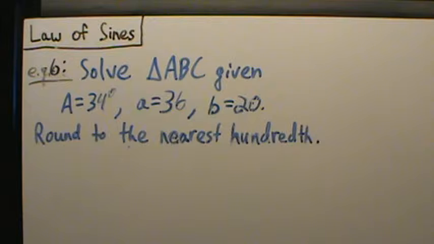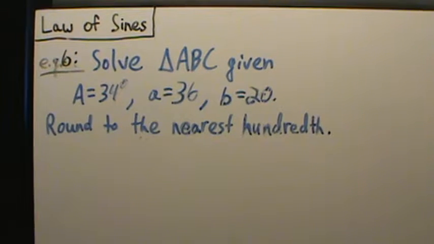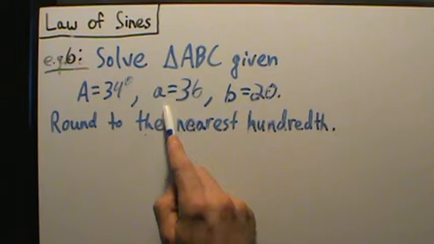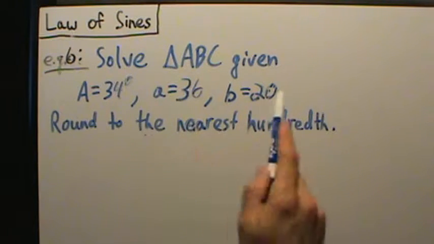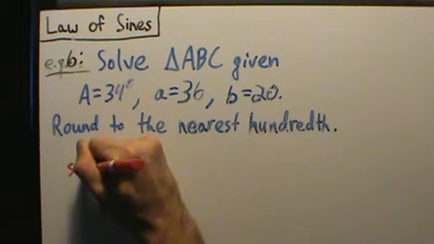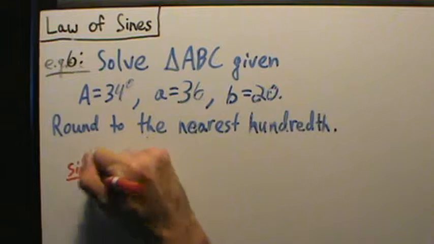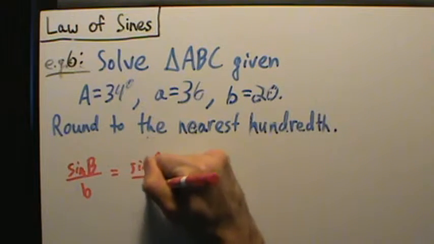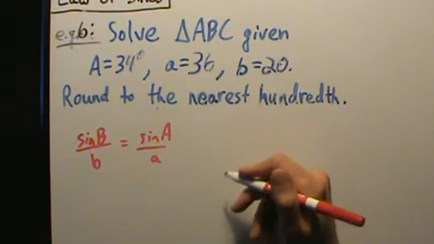Just like with the last several examples, we can't draw a picture yet because we don't have enough information to accurately get a picture, but we could just dive right in here. So we have capital A, and little b. So let's use the law of sines to find capital B. So we're going to say sine of B over little b equals sine of A over little a. And we're going to use that to find B.